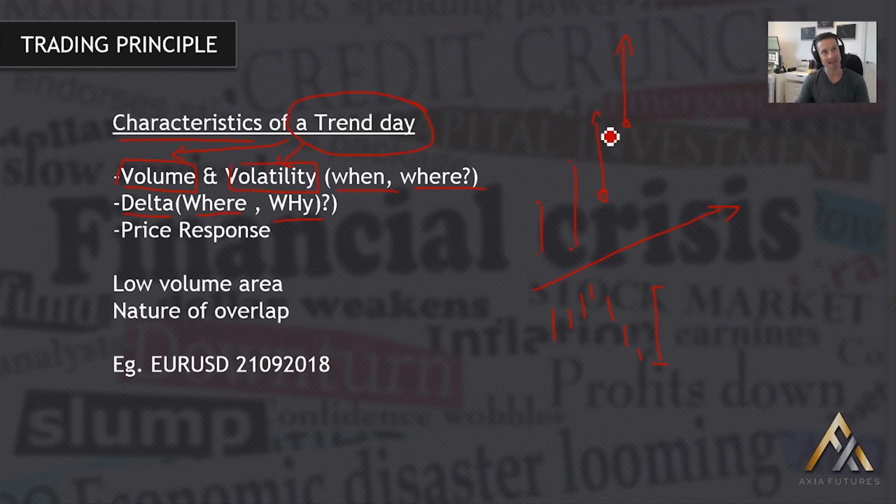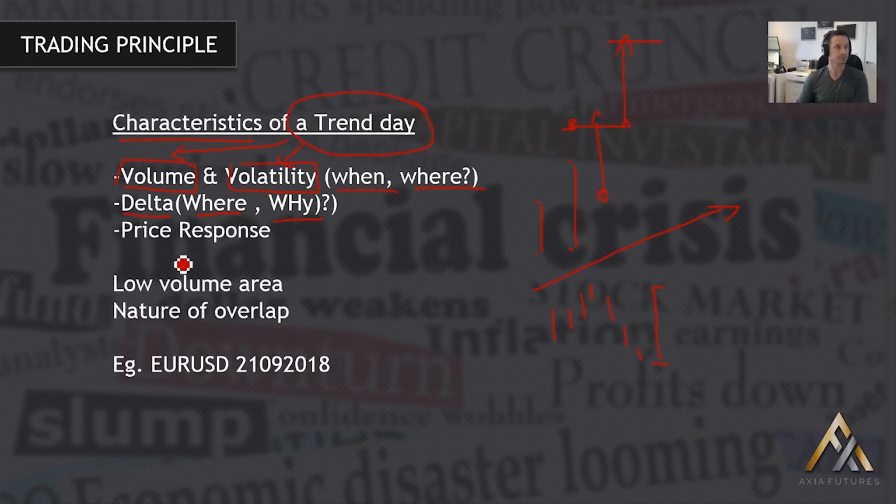Because the sellers are ultimately bringing prices back lower. The real response, the real build-up and pickup in delta, is going to occur when we start making new highs, in other words, taking out previous highs of the day. That's when the delta picks up. Again, the where and why is extremely pivotal to learning about the characteristics of a trend day.